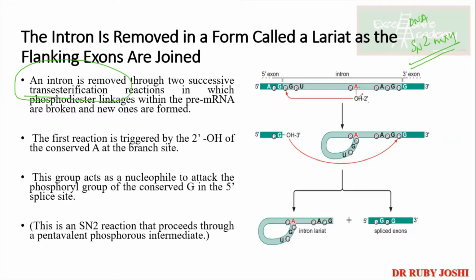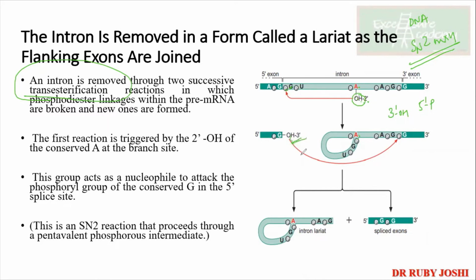So now what is happening? You can see this 2'-OH has attacked over here and another phosphodiester bond was formed. So you can see this group is formed. This is your guanine, its phosphate formed a bond with the OH. Usually it is always the 3'-OH and 5' phosphate, right? But in the intron it is the 2'-OH which is attacking over here and forming a phosphodiester bond. Correct?